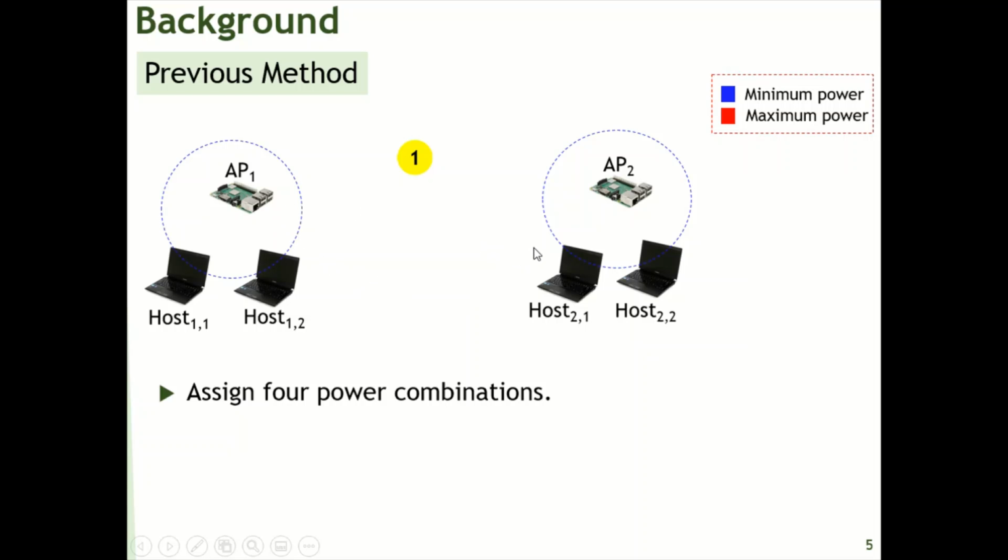You can take a look at this color. I give the red color for maximum power and blue for minimum power. The second combination is when AP1 is set to minimum power and AP2 to maximum power. And the third combination, AP1 is maximum power and AP2 is minimum power. And the last combination, both APs are in maximum power.